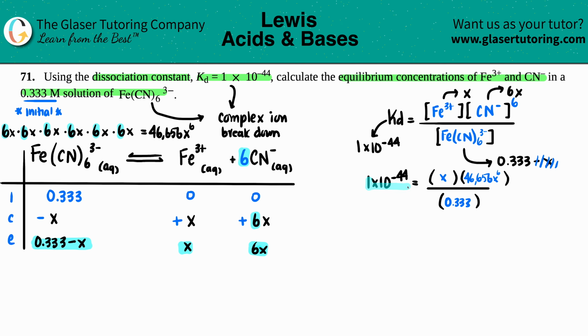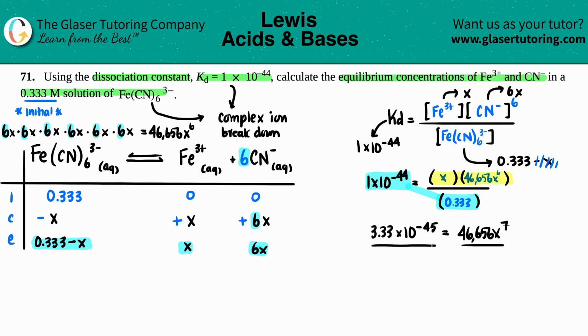Now I'm going to cross multiply. So I'm going to take this number and times it by this. And then I'm just going to group together this other x value with my huge number. So let's see. We get 1 times 10 to the negative 44th times 0.333. I get 3.33 times 10 to the negative 45. And this equals 46,656 x to the 7th, because we picked up that one more additional x.